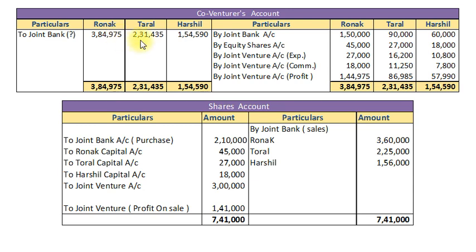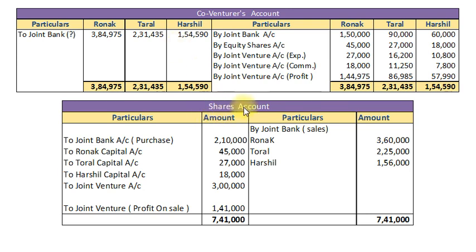And finally, by closing co-venturers account, we get balancing figure on debit side 3,84,975 Ronak, 2,31,435 Taral and 1,54,590 Harshil. This amount will be paid to the co-venturers and our accounting entry will be Ronak capital account debit 3,84,975, Taral capital account debit 2,31,435, Harshil capital account debit 1,54,590 to joint bank account. And in joint bank account, all these amounts will be recorded on credit side.